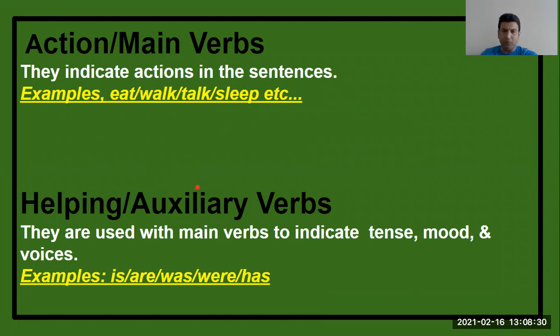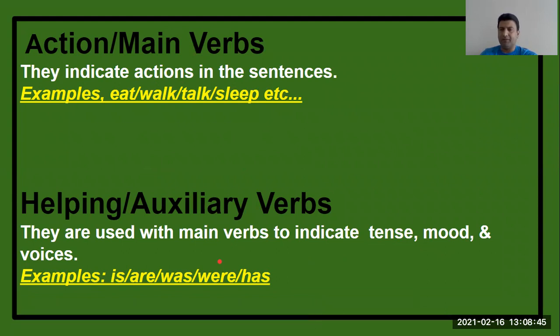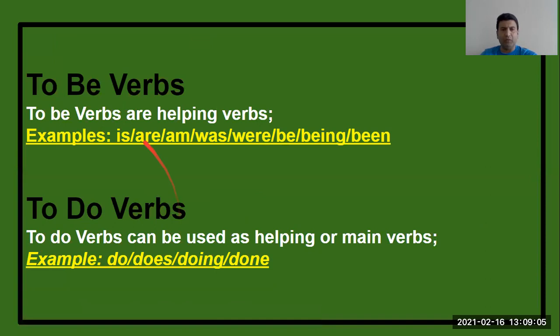Then we have helping or auxiliary verbs. They are different than the main verbs because they are used with main verbs to indicate tense, mood, and voices. When we talk about tense, it means past, present, or future tense. When we talk about mood of sentences, they are imperative, subjunctive, or indicative moods. And then we have voices like active voice or passive voice. The examples are is, are, was, were, has, have, or had.